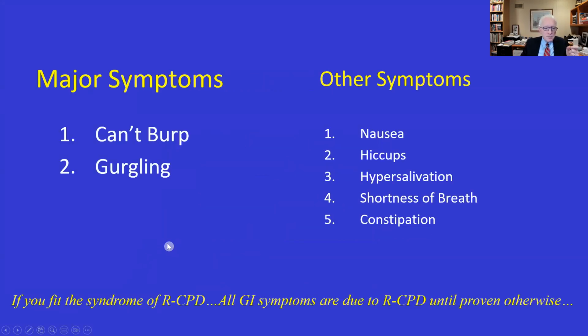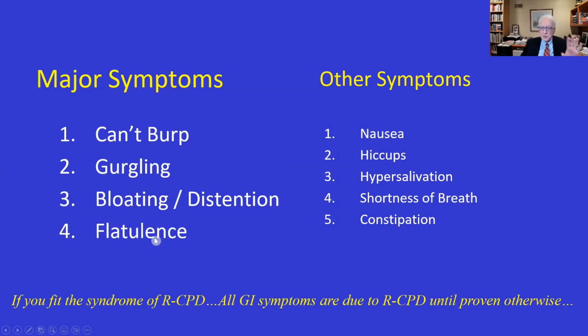So the major symptoms: can't burp, gurgling, bloating. This is from the original description, and it's a durable major syndrome. I can't burp, and it's been basically lifelong. A few are acquired, but not very many. Gurgling, and it's kind of chest and throat gurgling, bloating and distension, and flatulence. Other symptoms: nausea, hiccups, hypersalivation, shortness of breath, and constipation even is a significant issue for some.